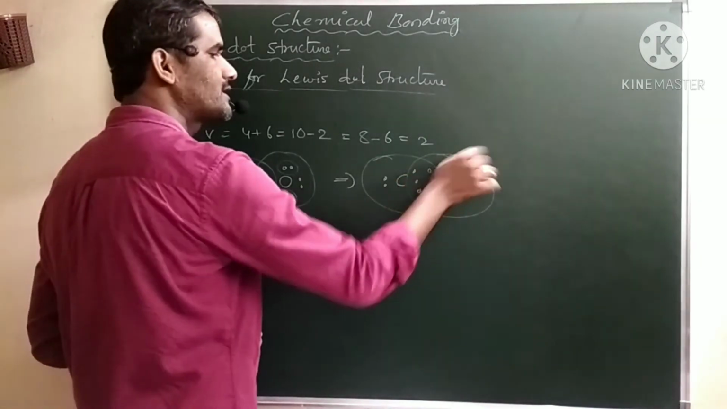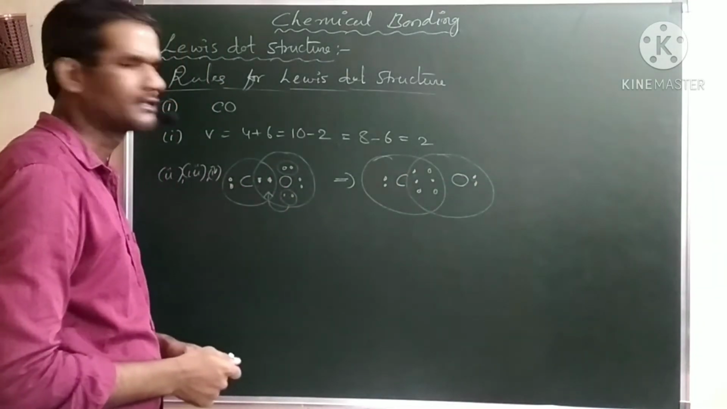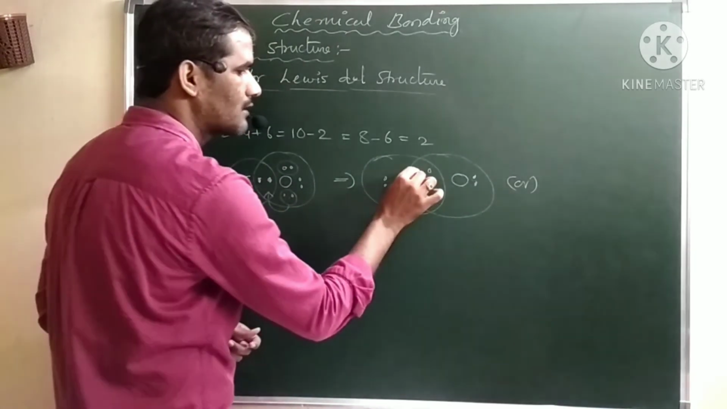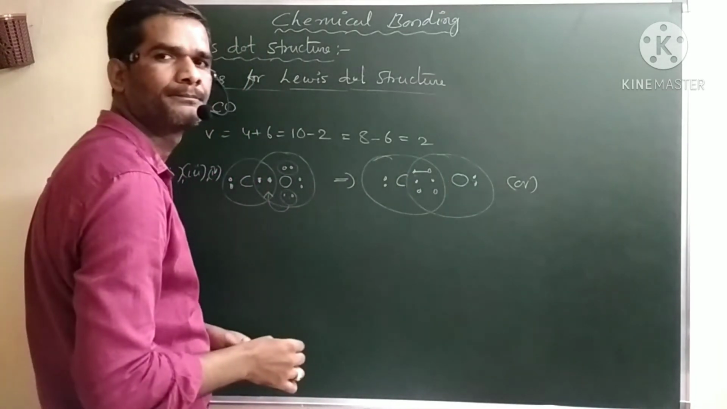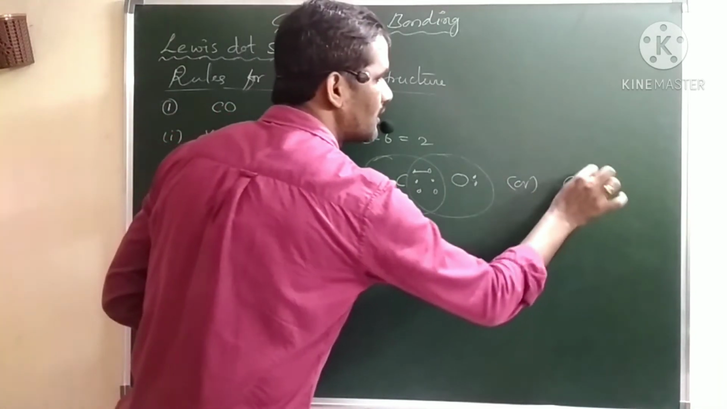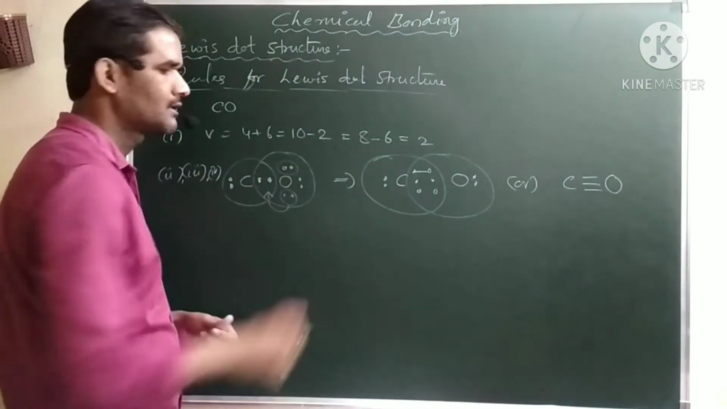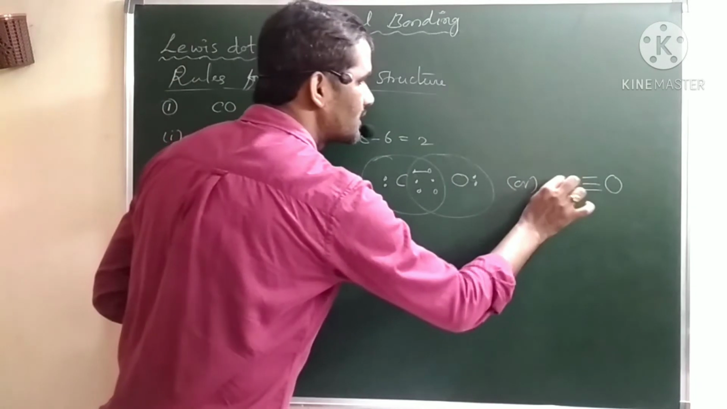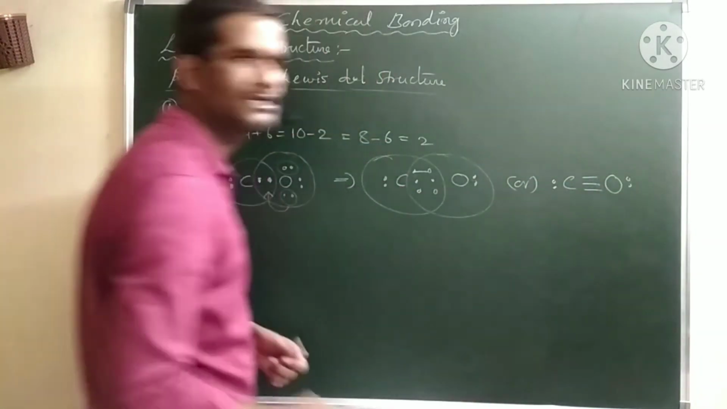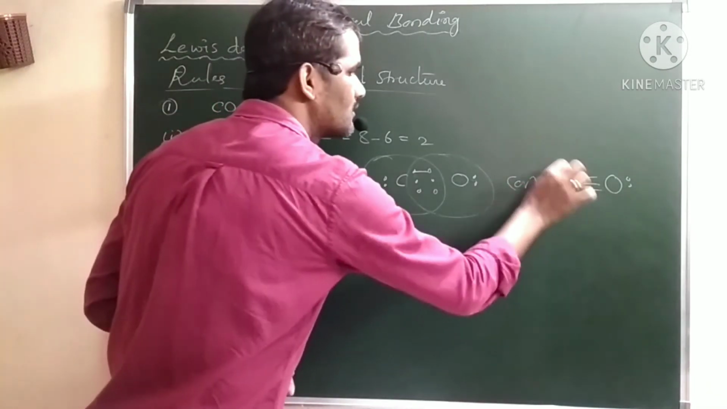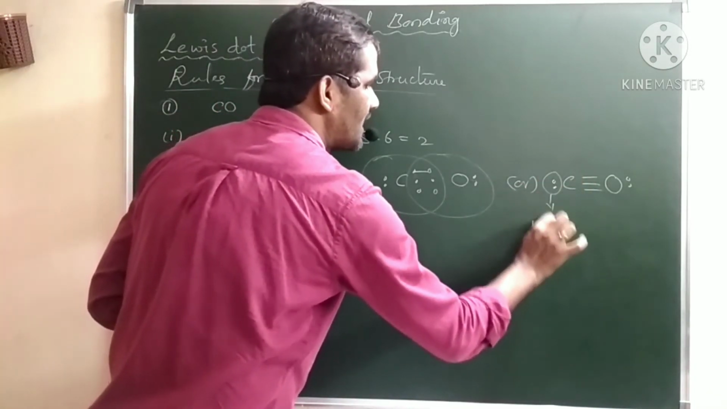And this is a Lewis dot representation for this molecule. We can write this in another manner also, where 2 electrons represent 1 bond. So we can write carbon with a triple bond between carbon and oxygen, and 2 electrons here and 2 electrons here. They are not shared between the carbon and oxygen, and these electrons we can call unshared electrons.